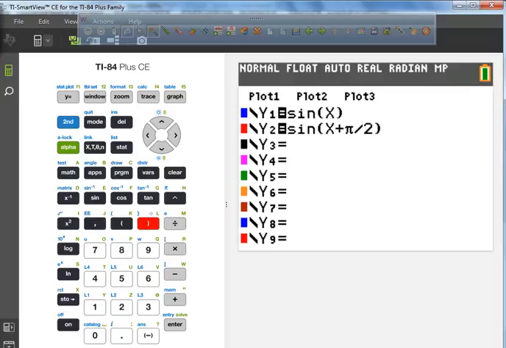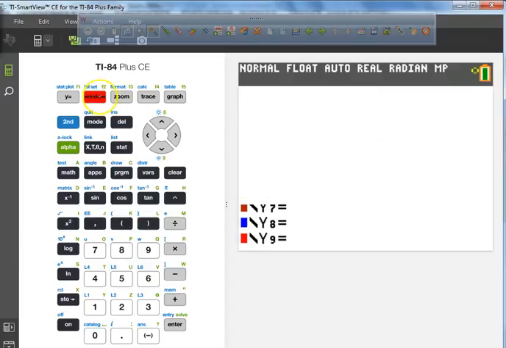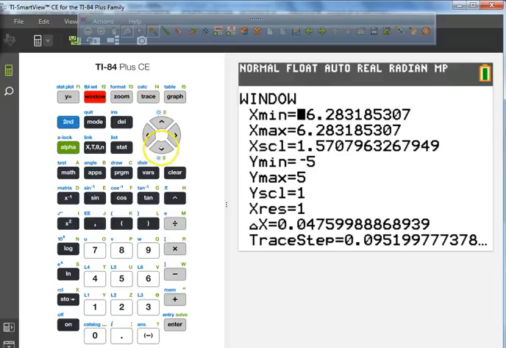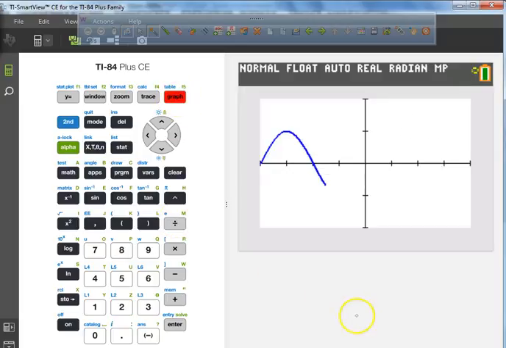I'm just investigating one thing right now. I'm not investigating amplitude. I'm not investigating the period. I'm not investigating the vertical shift. I'm just investigating the phase shift. Does everybody see how we have a theta plus pi over 2 in our parentheses? I'm going to change my window so it matches right here. I'm just going to change this from a negative 2 to a positive so it's not as small. And I'm going to hit graph. There's your first one.